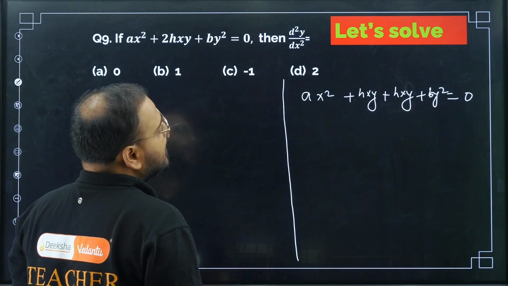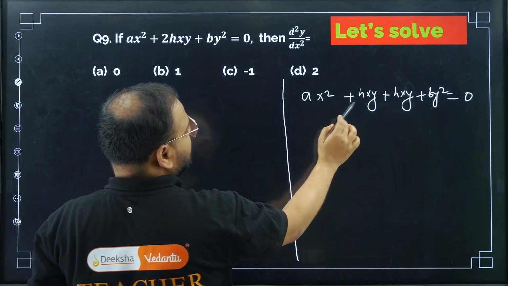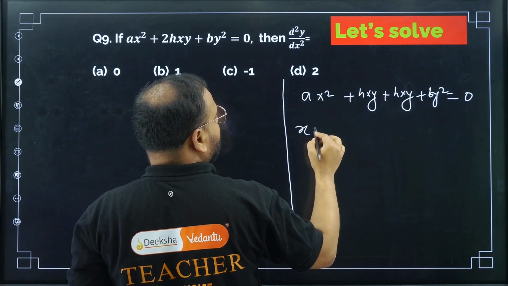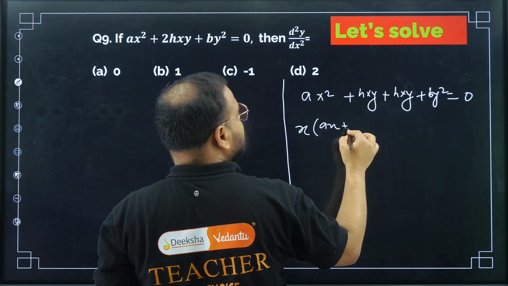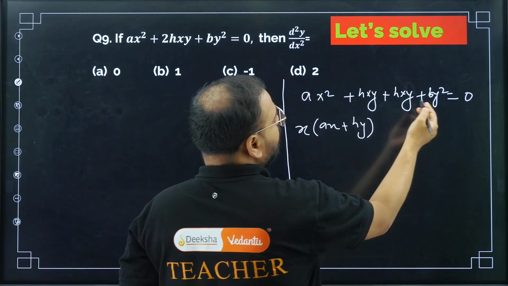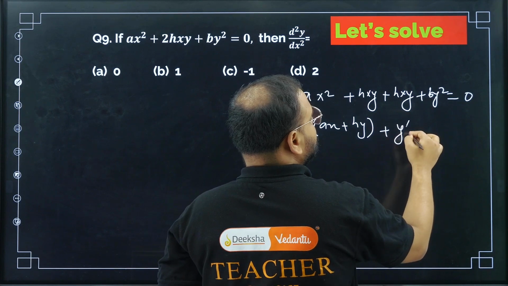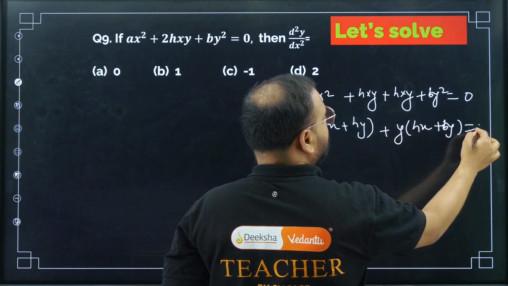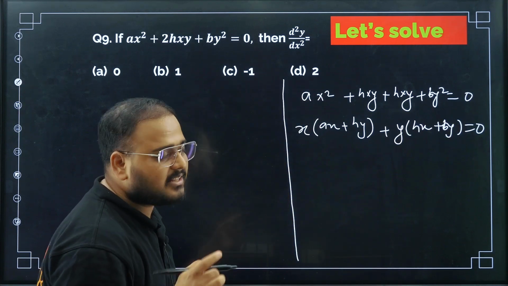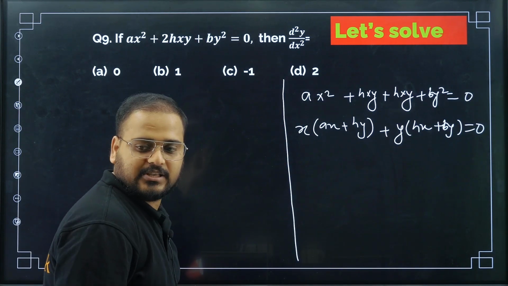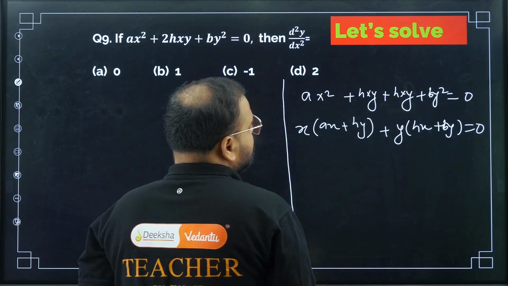Why am I doing this? Because you check here, I can take x common, I can take y common. Take x common here. What is this? Ax plus hy. Again, what can I do over here? Y common: hx plus by equal to 0. Understand this? There's an h here and there's a b here, they should not look alike. H and b. Okay, I hope it is clear.